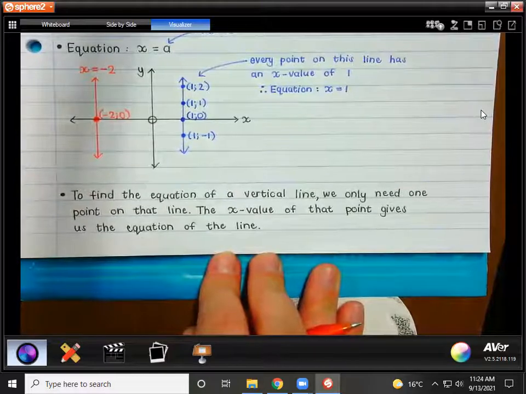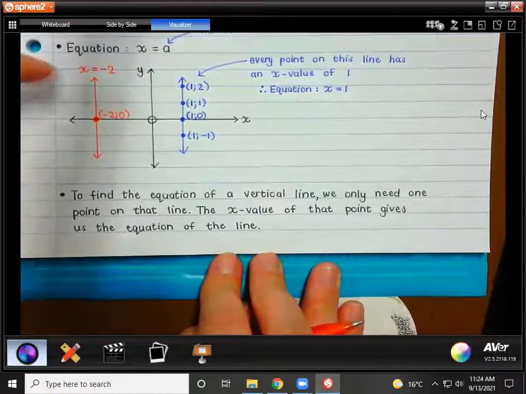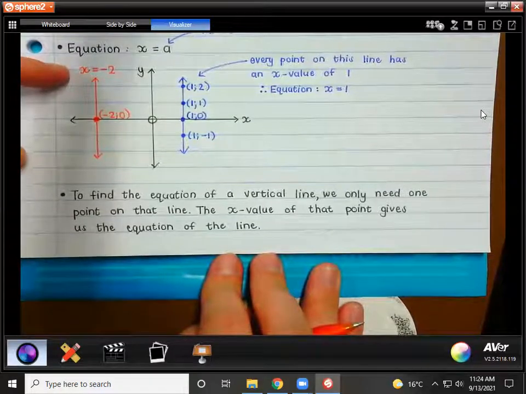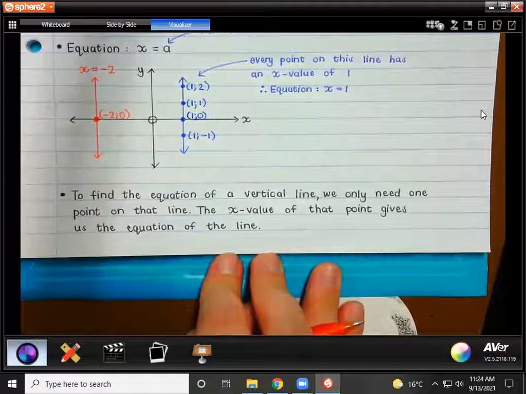That's all you need to find the equation of that line. You just need 1 point anywhere on that line. Whatever the x value of that point is, that is the equation of the line. You can't just say -2. Okay, you have to say x equals -2. All right, that's very important.